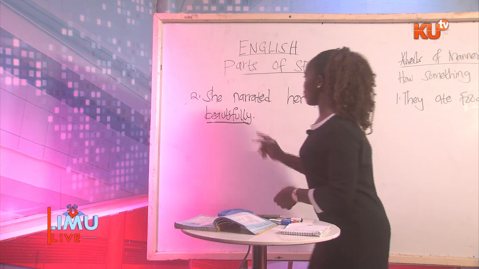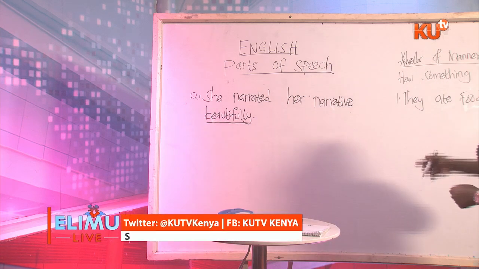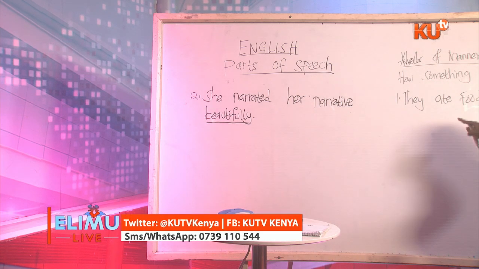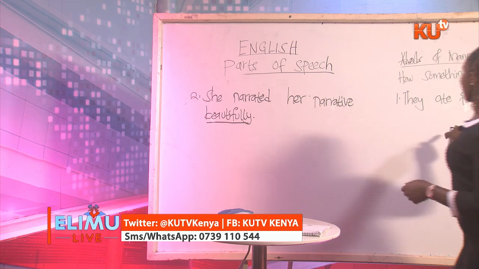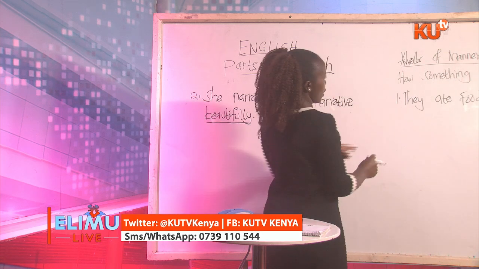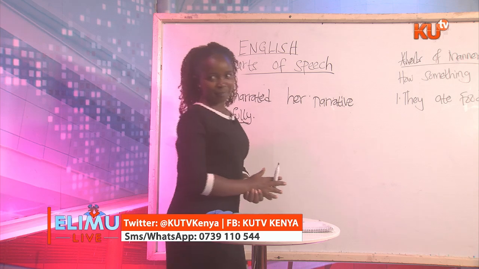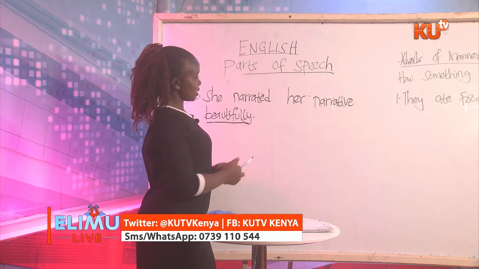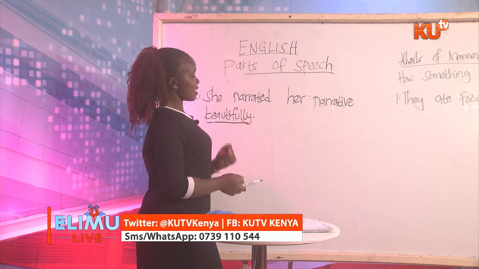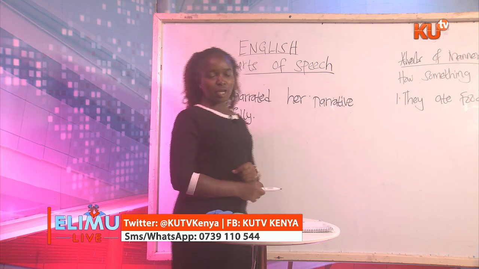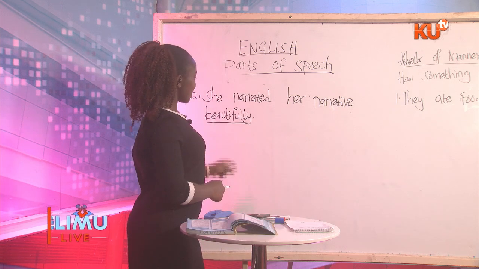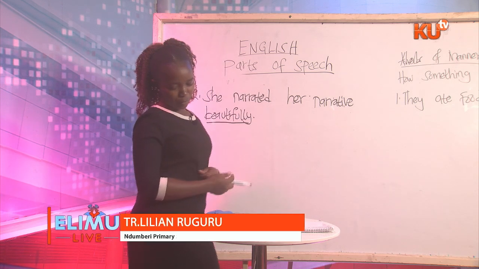So, this is our adverb of manner. Our adverb of manner in the first sentence, they ate the food greedily, is greedily. Now, when you look at the second sentence, she narrated her narrative beautifully, our adverb of manner here is beautifully.